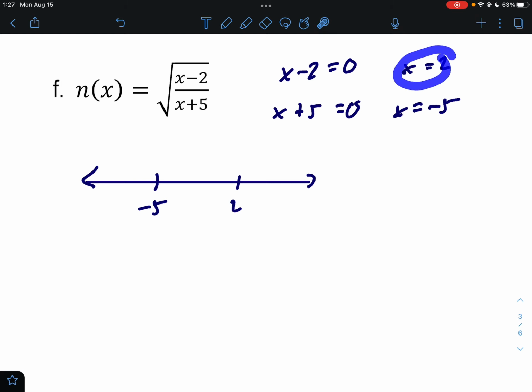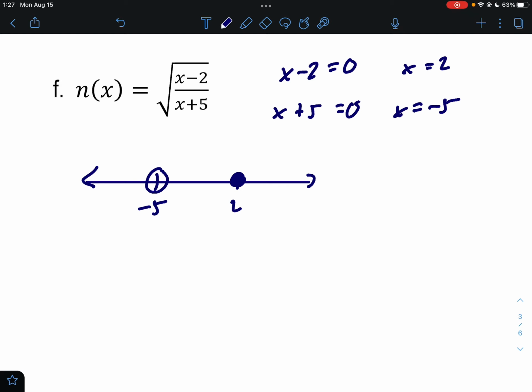Because 2 comes from the numerator, this would make this 0, and that's okay. It could be 0. So it's going to get a closed circle. Because -5 comes from the denominator, that would make this undefined, and that's not okay. So -5 gets an open circle.